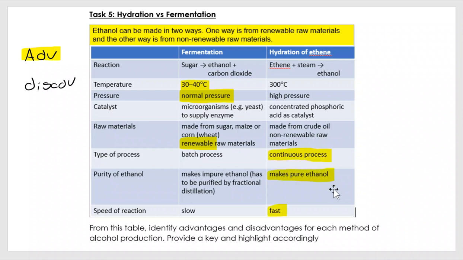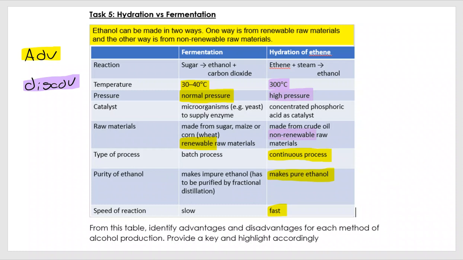If I go to the other side, hydration of ethene is a continuous process. That's a real advantage because it can be done more quickly, more efficiently. We also get pure ethanol, which is a huge advantage compared to the impure ethanol that we would then need to purify if we needed it in industry. And finally, it's always an advantage if we get our product fast.